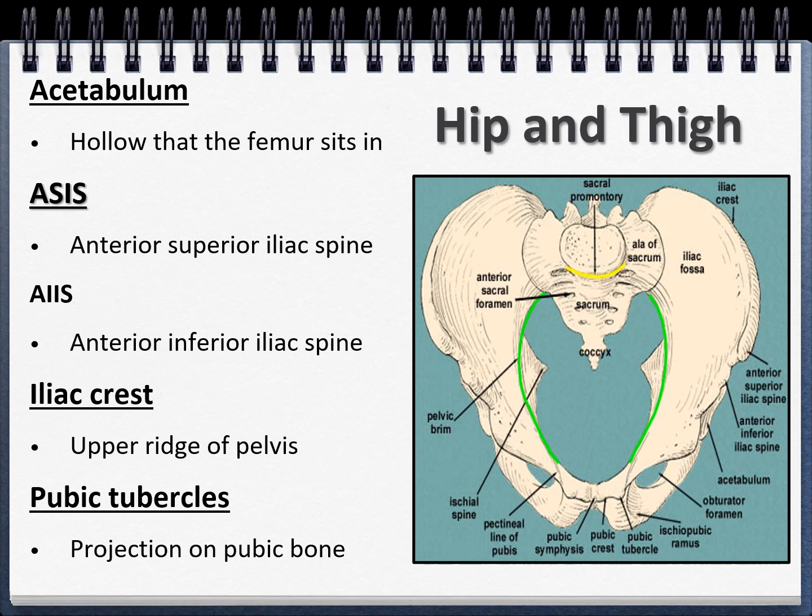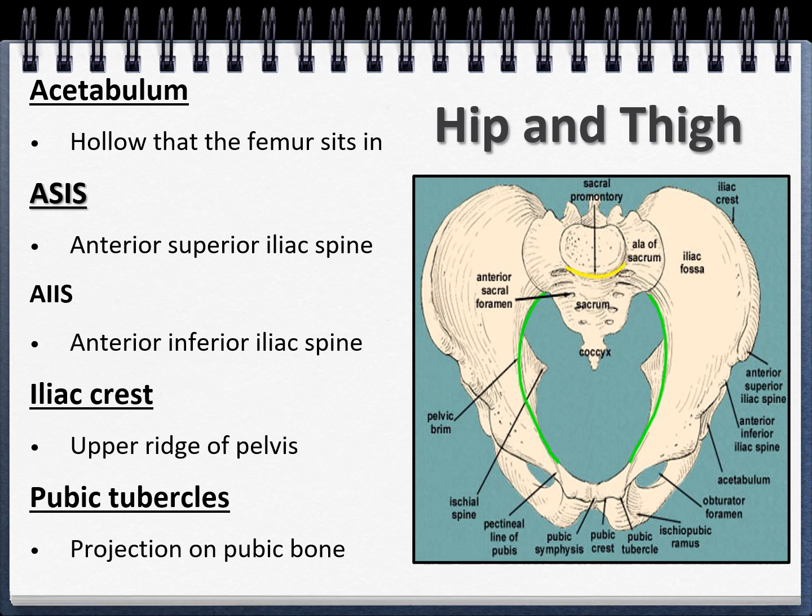Whereas AIIS refers to the anterior inferior iliac spine. So that means that it attaches, yes, anteriorly again, to the same area, but inferiorly, so below.